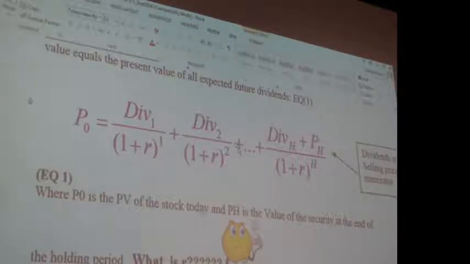We don't know what the price is. Let's say I hold Walmart and I want to hold it for 10 years. I have no idea what the price is going to be at the end of 10 years. I can assume it's going to be 100 something or 200 something, but I don't know with certainty what all these numbers are supposed to be. So this is the basic model that is used to calculate the price of a stock.